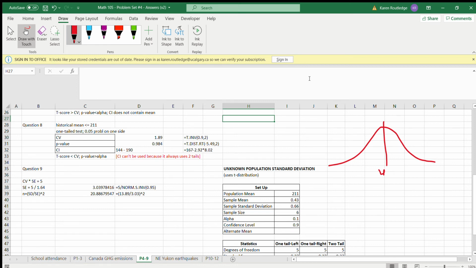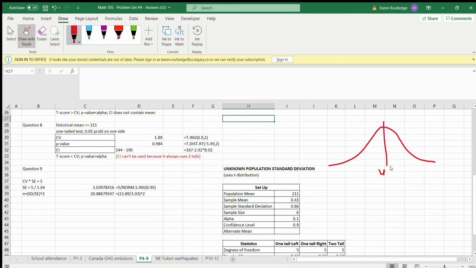Number 4, question number 8. Very similar to number 7, we're still going to have our distribution. We are still asking questions about the relationship between the population mean and a certain value, 211. In this case, though, I needed you to do the opposite of whatever test you ran before.